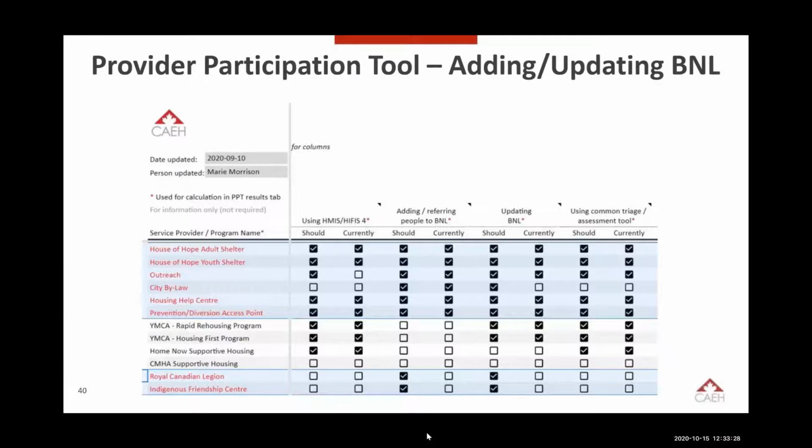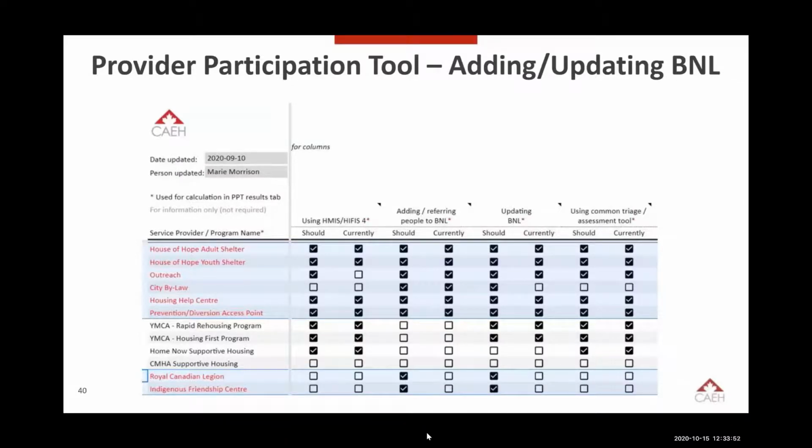So if you look at outreach, we can see that this community is looking for them to use HIFIS, but they aren't yet. So that might be the next action step that this community has. The same with bylaw. There's not currently a process in place for them to update the list, but they're working on that. But we can see that bylaw is not expected to use the common assessment tool in this community. They would refer to another agency to do that.